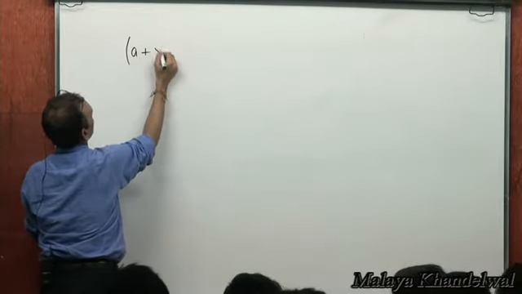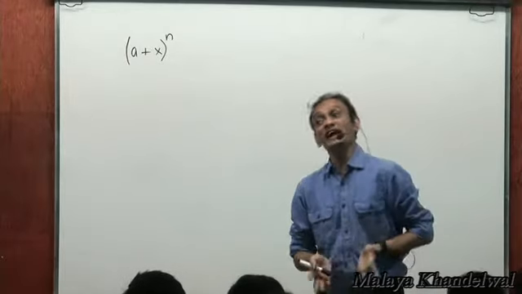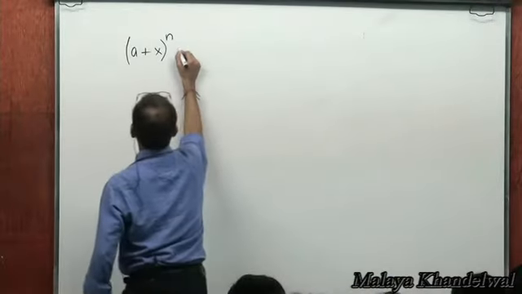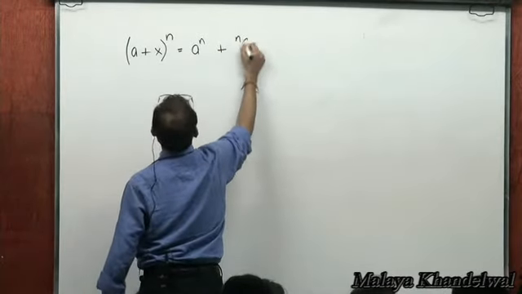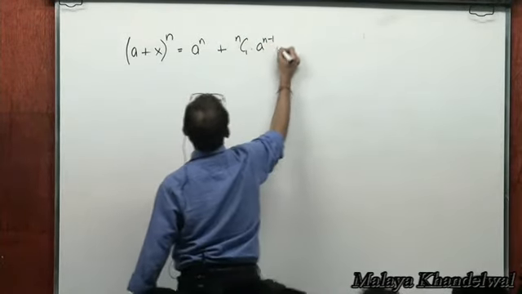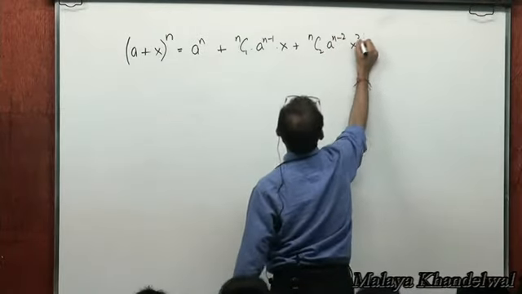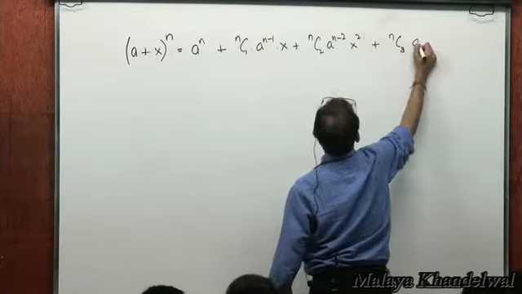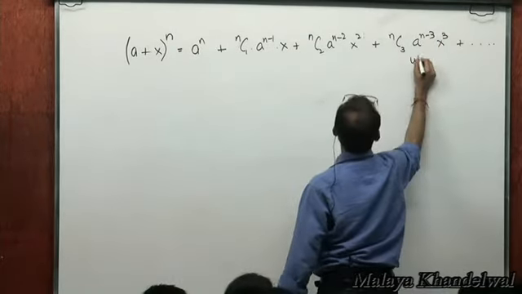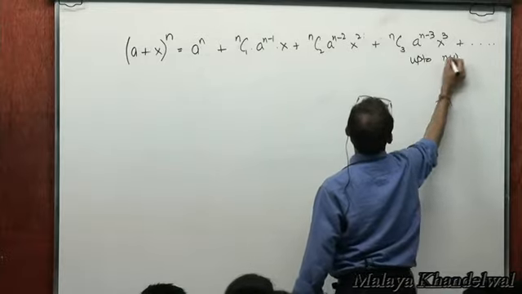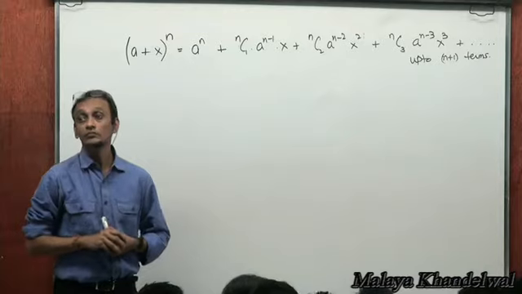(a + x)^n, when we expand, is going to be what? a^n + nC1 a^(n-1) x + nC2 a^(n-2) x^2 + nC3 a^(n-3) x^3, and so on and so forth up to n + 1 terms. One more than the power would be the number of terms, right? Isn't it?